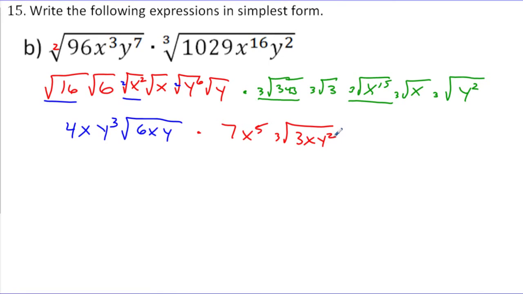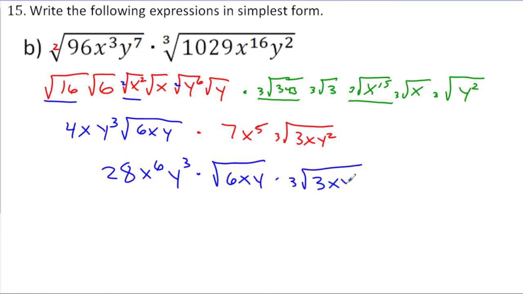Here's our last little cleanup. Anything that's outside of the radical is not exclusive to that radical anymore. They're just regular old numbers. This says 4 times 7. I can put those together and get a 28. X times x to the 5th is x to the 6th. Y to the 3rd, I have no y's on the outside to combine that with, so I'm going to leave it as y to the 3rd. And then the other two parts I'm just going to bring along, 6xy and the cube root of 3xy squared.